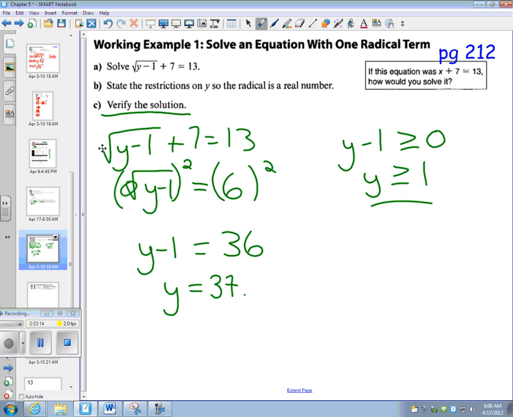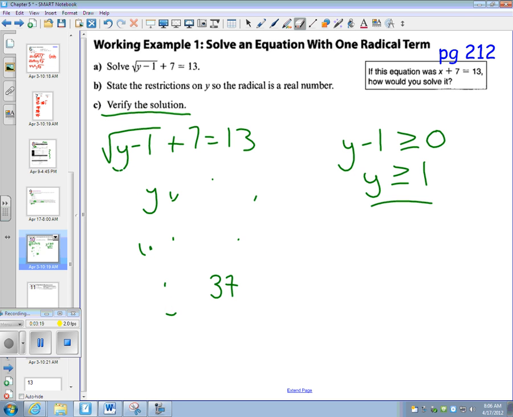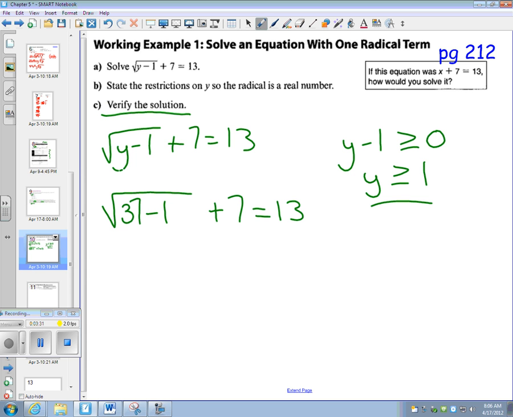So that looks like we may have the correct answer, but here it asks us to verify. So to verify, we take our answer of 37 and we sub it back into our original equation. So what we're asking is, is the square root of 37 minus 1, plus 7, equal to 13? Well, is the square root of 36 plus 7 equal to 13? And here's where that principal square root comes in. The square root of 36 we say is 6. We don't say it's positive 6 or negative 6.